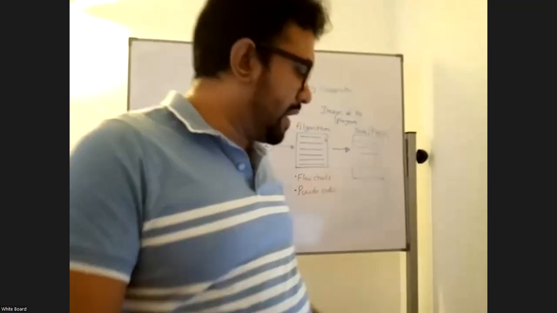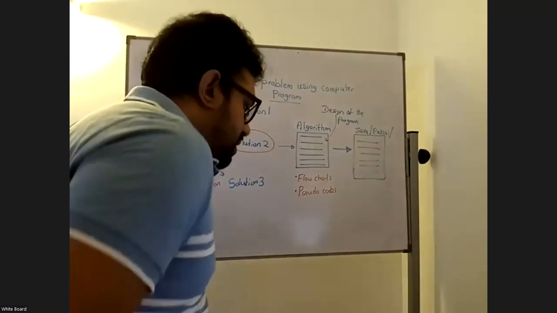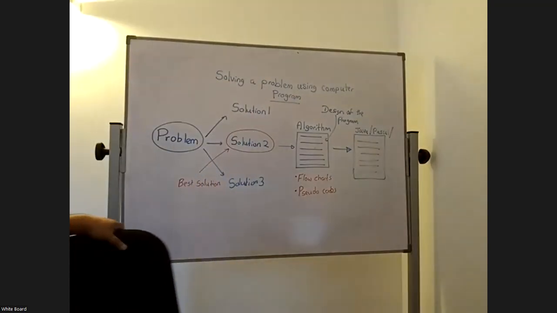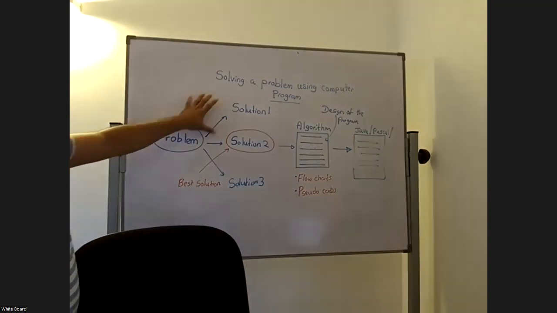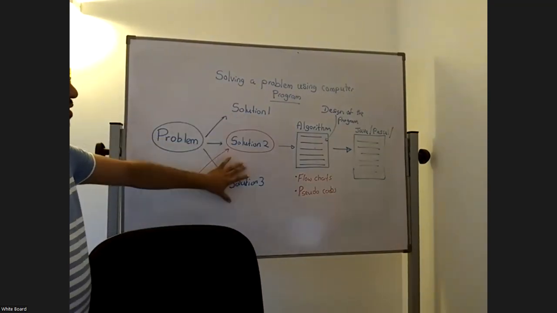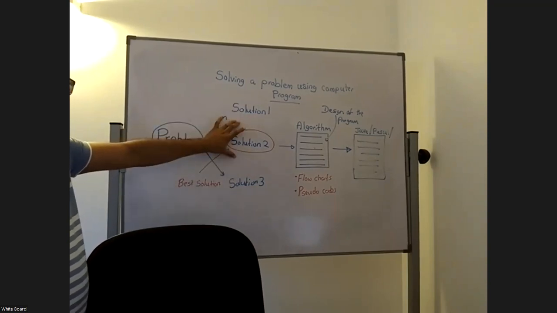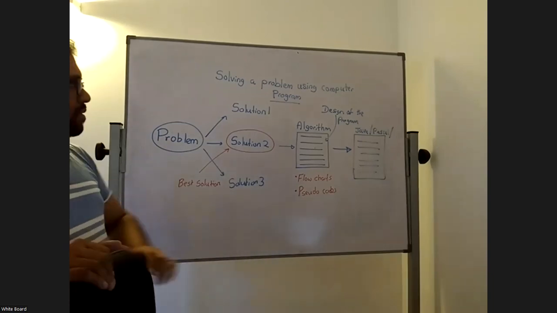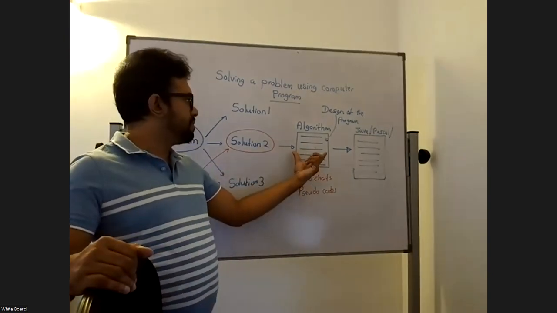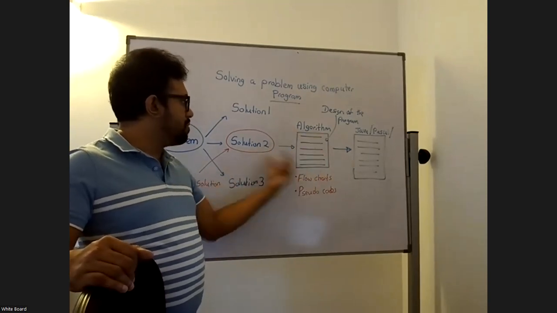If I split again, you can see we have a problem, we have solution 1, solution 2, solution 3, 3 solutions are there. Out of that, we select the best solution as solution 2. Then we can see the algorithm is there, which is the steps to solve the problem using solution 2.